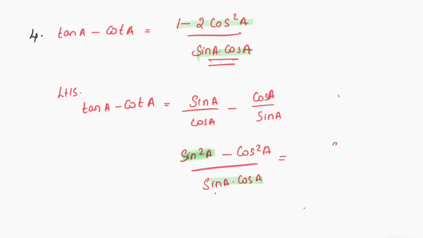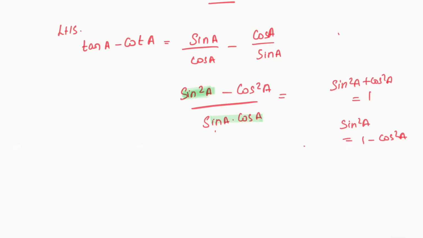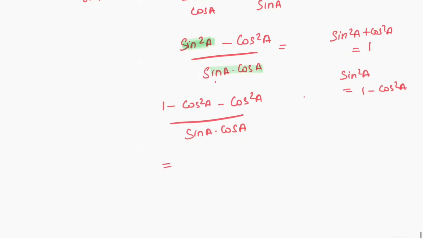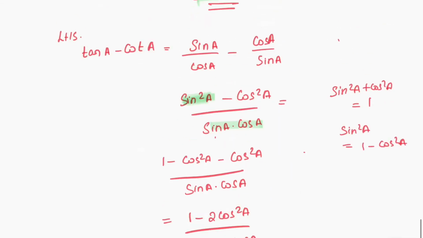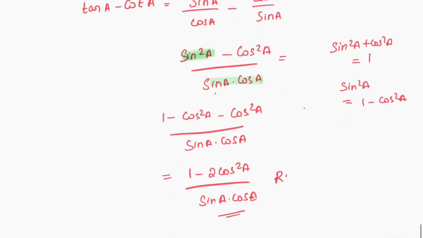So what do I do? We already know that sin square A plus cos square A is equal to 1. So what will be sin square A? Sin square A alone, if I need, I can write as 1 minus cos square A, right? So replace the sin square A with 1 minus cos square A, minus cos square A, by sin A cos A. So that is equal to (1 minus 2 cos square A) by (sin A cos A). Look at the result. So it's equal to our RHS. So you can write hence proved.